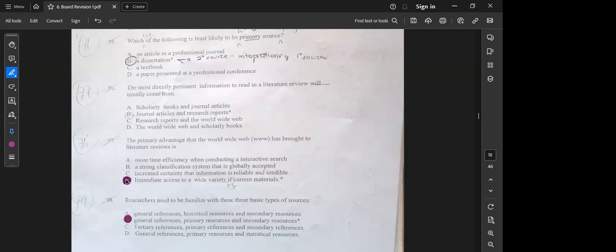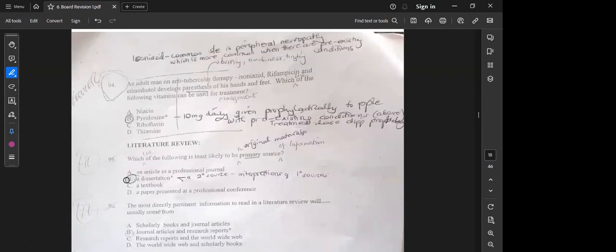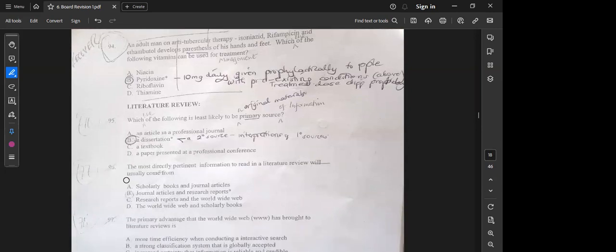Let's just continue to trust my answers. The most direct pertinent information to read in literature review will usually come from scholarly books and journals, journal articles, research reports and the World Wide Web, and I can't see the last one. So the other option is obviously out. I don't know why A is out, but journal articles and research reports also make sense. I think it's because the information in books can be outdated. Sometimes, for example, what we're using as a reference today may be outdated in our textbooks. So B is the answer.